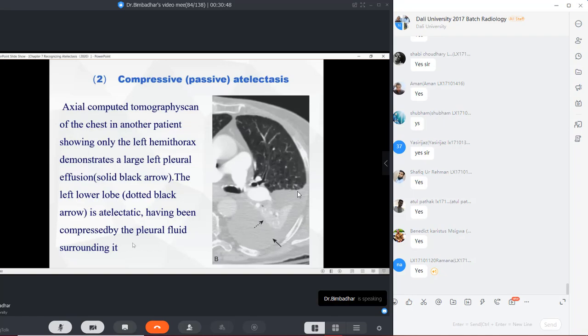So is this concept clear now? What is the difference between a discoid atelectasis and a compressive atelectasis? Yes, please respond.